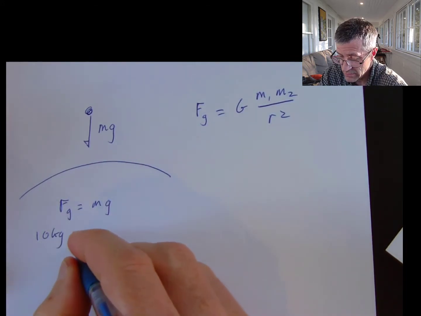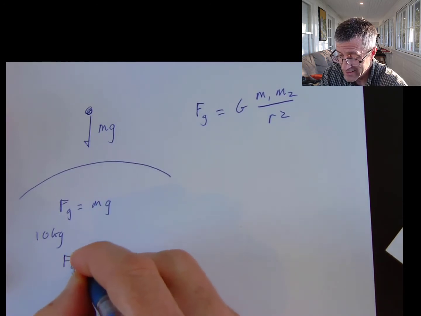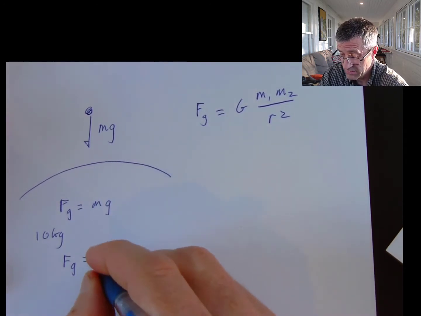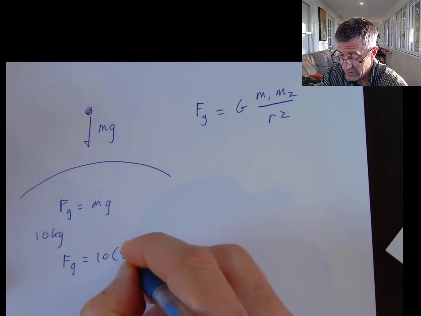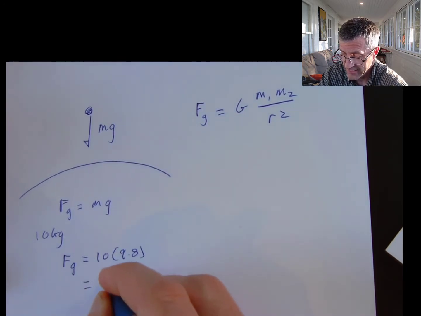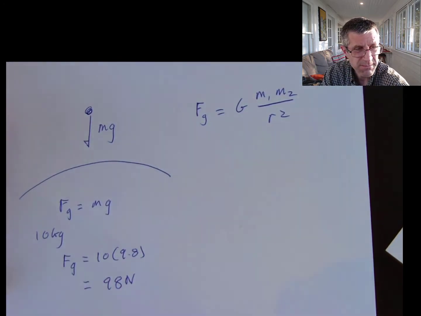I could plug this in, right? So I can say, well, what's my force of gravity acting on that on the surface of the Earth? Well, that's going to be my 10 kilograms times 9.8, and that's going to give me 98 newtons of force. Well, let's go the long way about it, right?